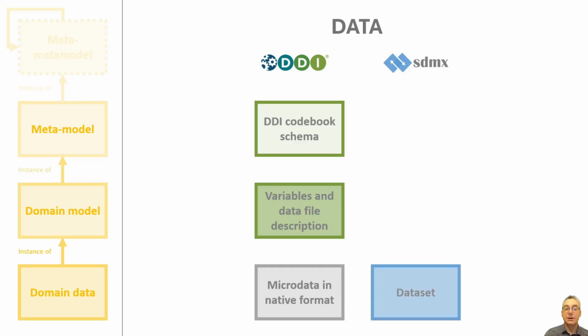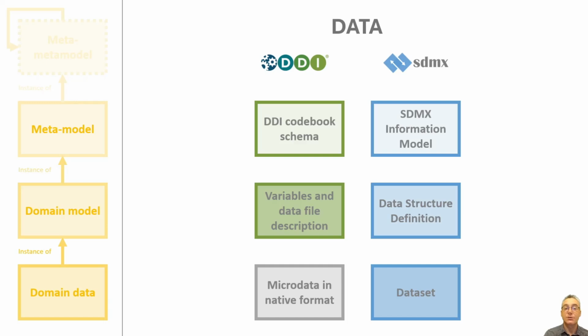In SDMX, data is represented using specific syntaxes defined by the standard based on XML or CSV, for instance. These datasets correspond to the domain data layer. The structures of the datasets are described with SDMX data structure definitions, or DSDs. These DSDs provide a formal description of the structure and the meaning of the datasets. This corresponds to the domain model layer in our taxonomy. The rules for expressing structural metadata in the form of DSDs are embedded in the SDMX information model, which constitutes a core part of the specification and corresponds to a meta-model layer.